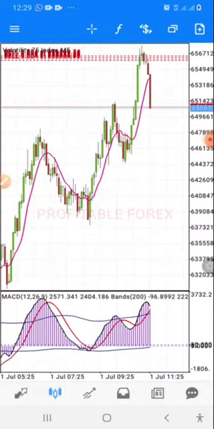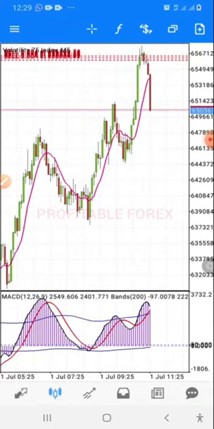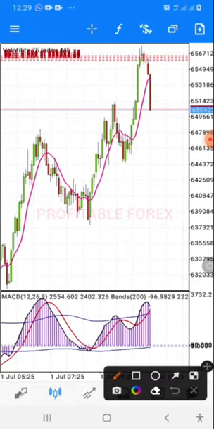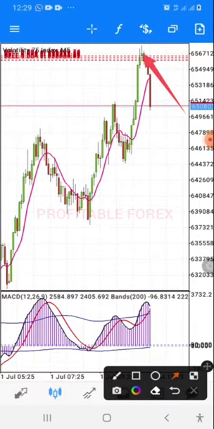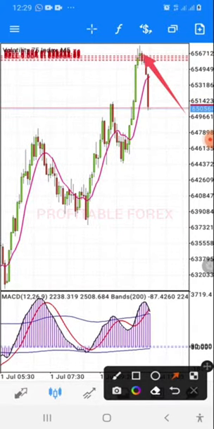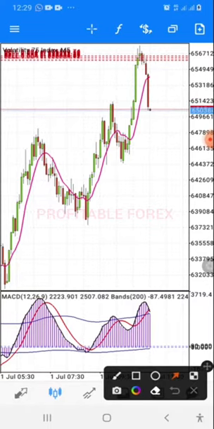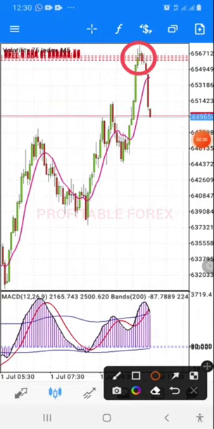Here we are on the charts. I took some trades at this level, and looking at that zone, there are some things I looked out for before taking the trade. You have to look out for your reversal candlesticks there.